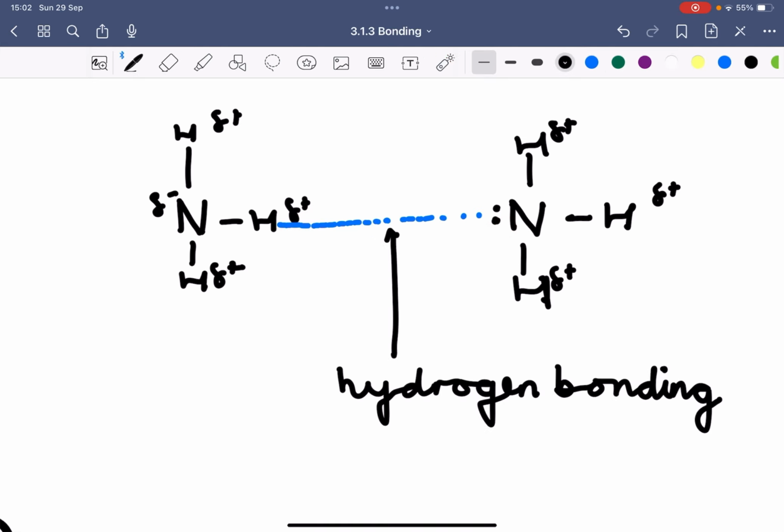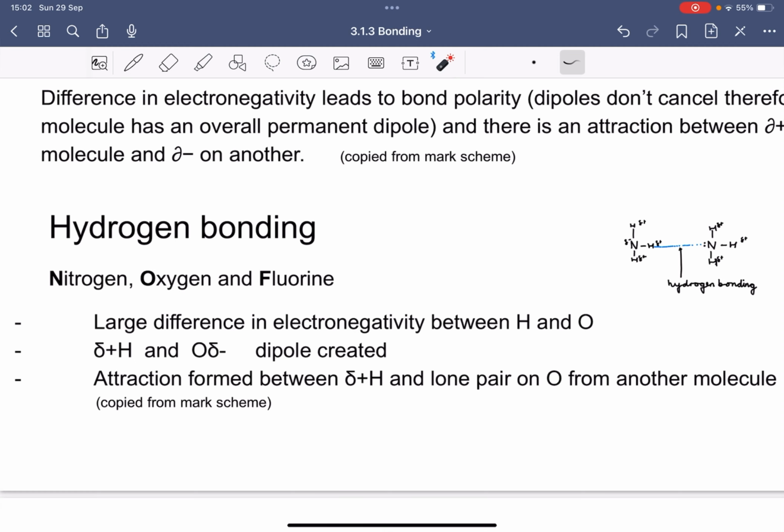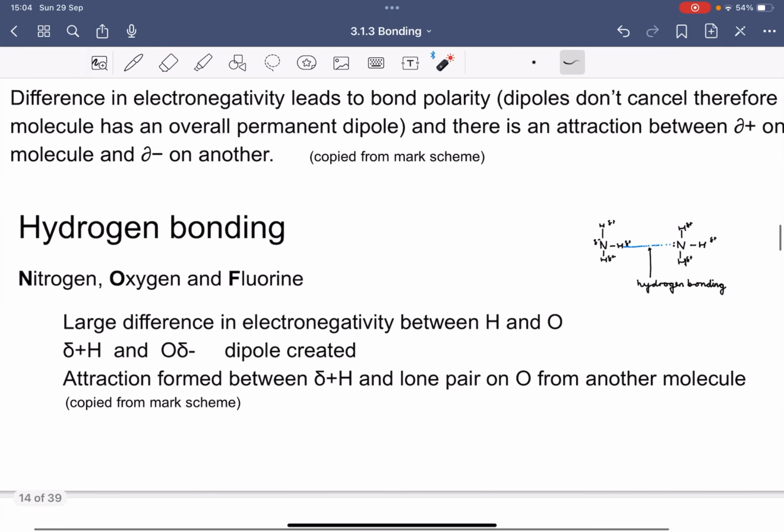So that's all three of our different intermolecular forces done. For an exam question, the way you explain hydrogen bonding is by saying there's a large difference in electronegativity between hydrogen and oxygen. In an exam question, it's either going to be oxygen, nitrogen, or fluorine, so instead of oxygen, you can just replace it with nitrogen or fluorine. Because of this, a slightly positive hydrogen and a slightly negative oxygen dipole is created, and an attraction is formed between the slightly positive hydrogen and a lone pair on the oxygen from another molecule. Just remember, it doesn't have to be O, it could be fluorine or nitrogen as well.